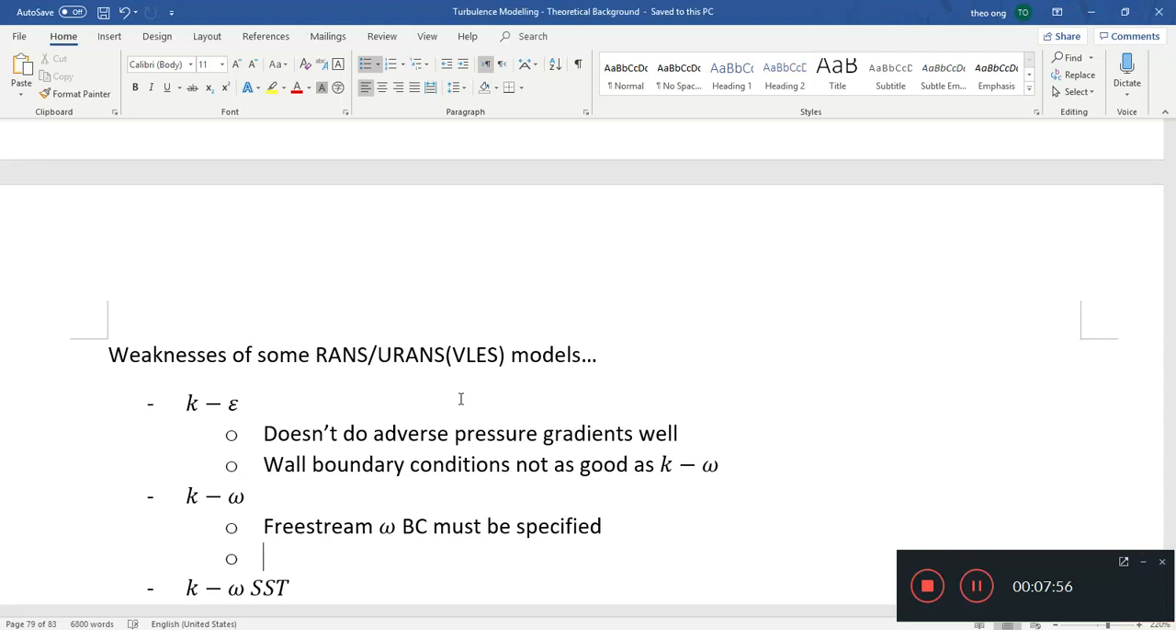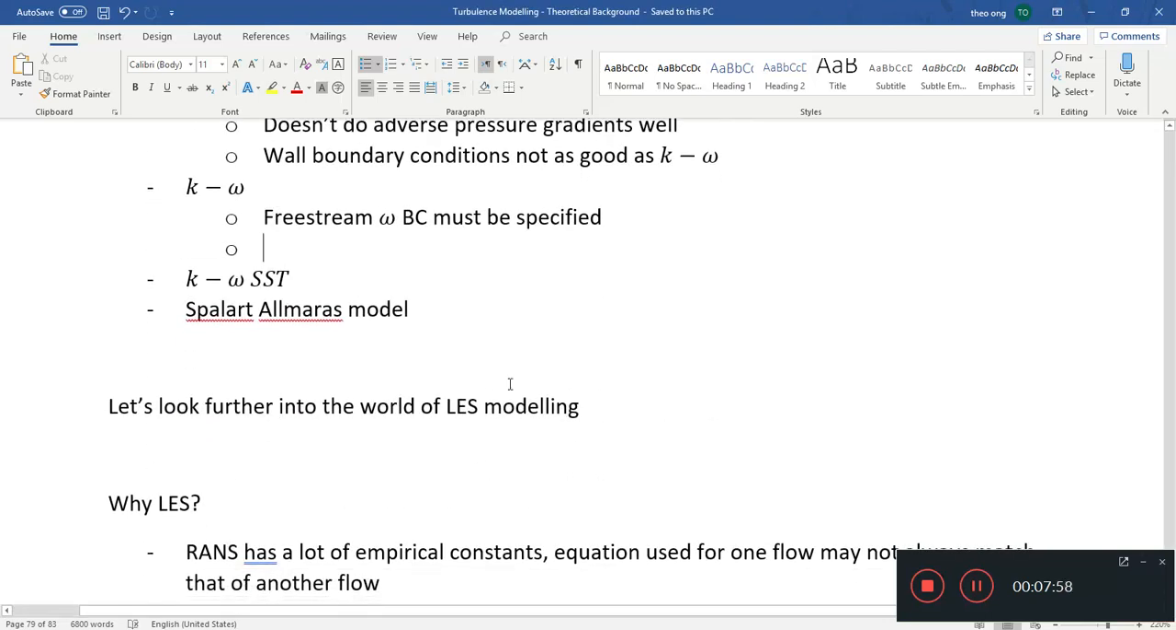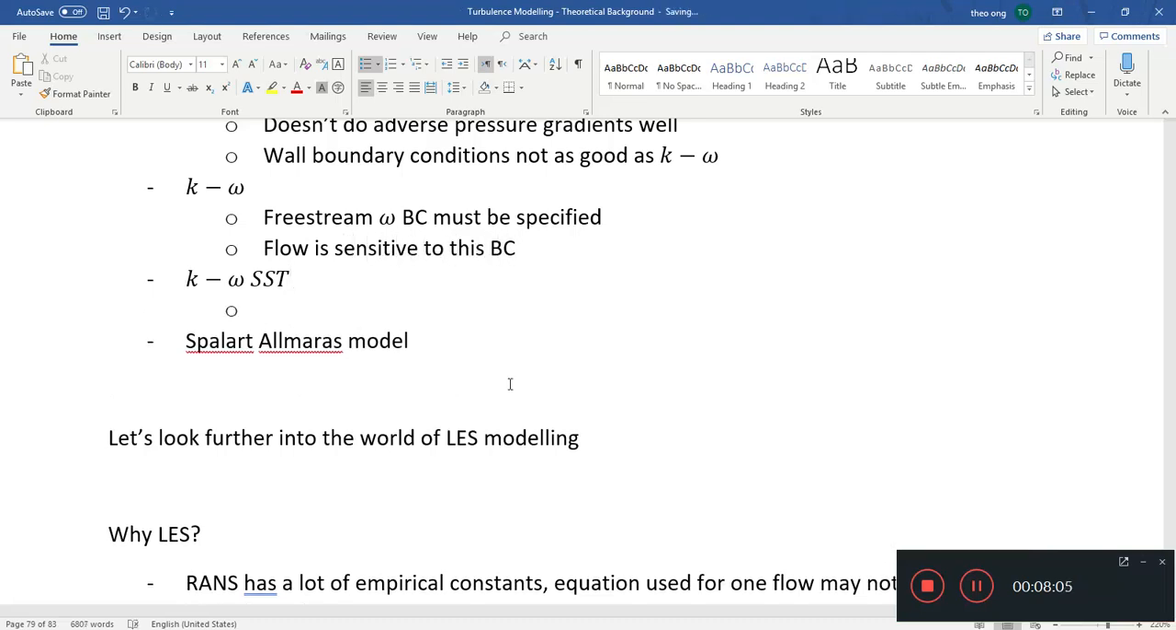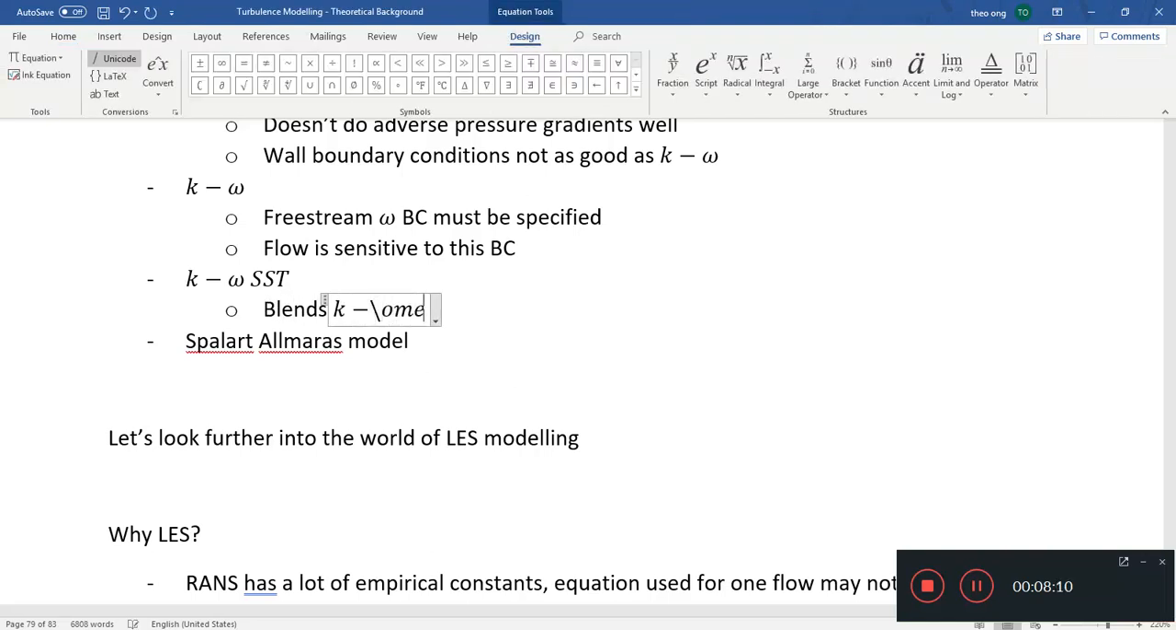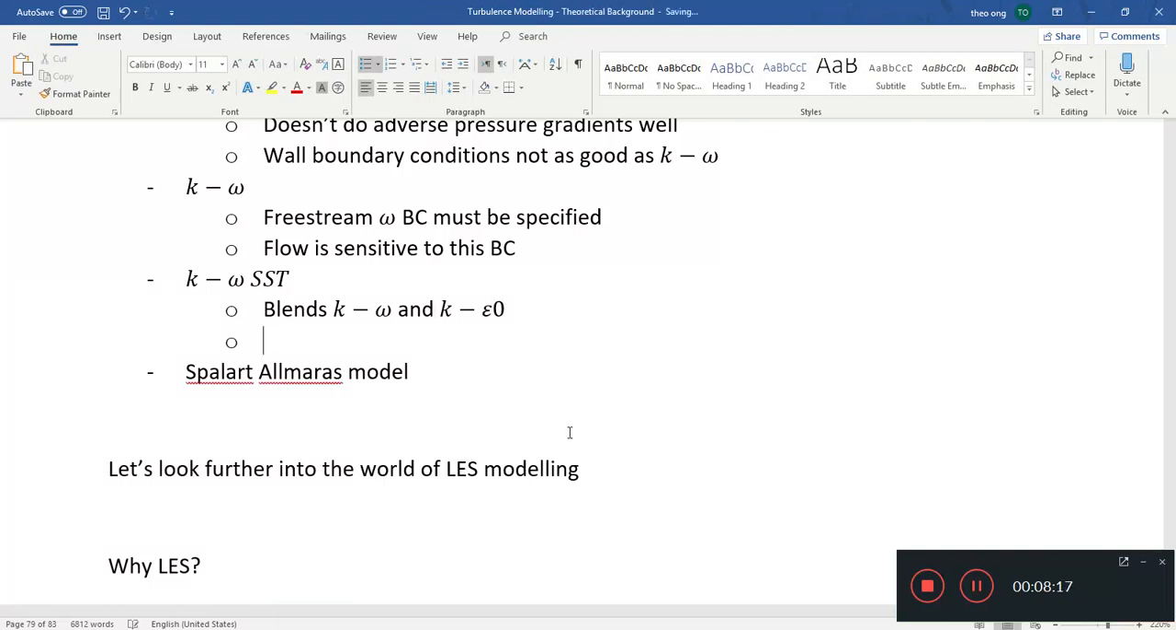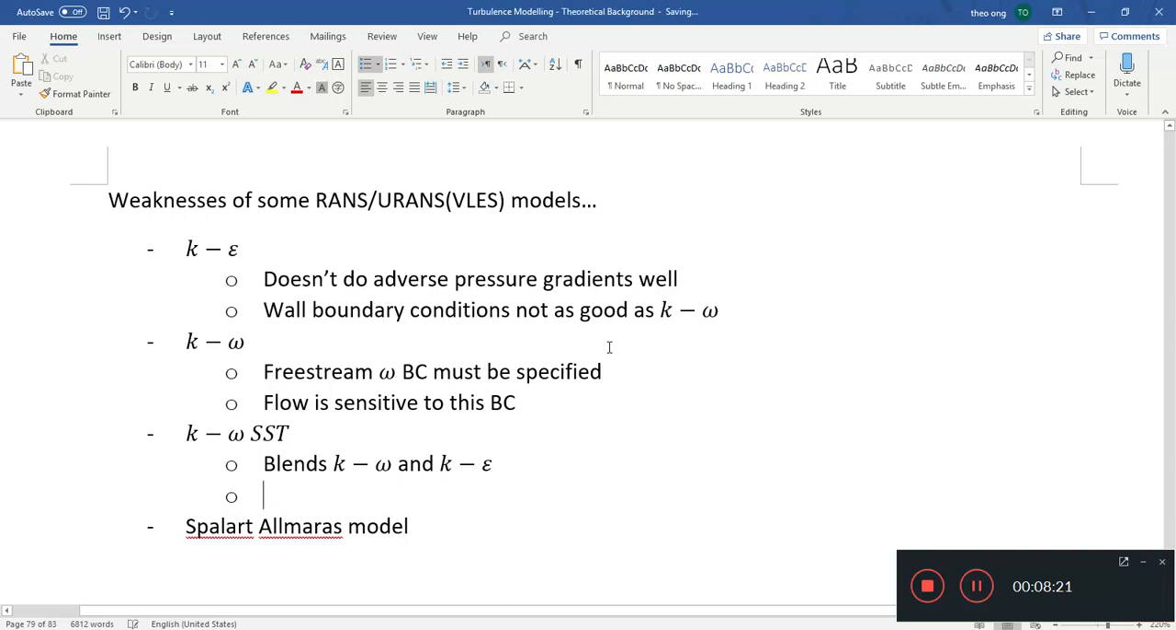Okay, and you don't really know what that is all the time, and the flow is sensitive to this BC. K omega SST blends K omega and K epsilon. But this is one of the best, one of the most popular, I would say. I don't know whether you would say best. Different situations, different models are better.